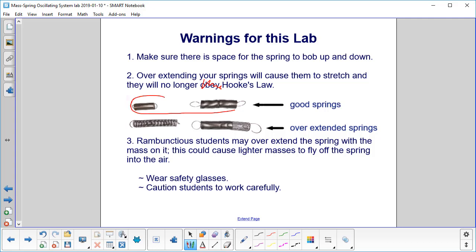Some good springs, see, they're not terribly stretched out. And these are springs that were overextended at some point, and you don't want to use them. See the distance between the coils here, and then there's hardly any? That's not good. Rambunctious students may overextend the spring with the mass on it. This could cause the lighter masses to fly off the spring into the air. So wear safety glasses and caution students to work carefully.